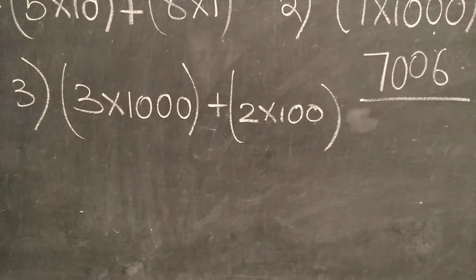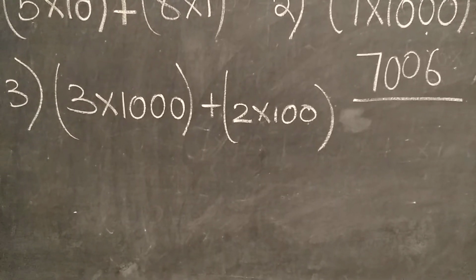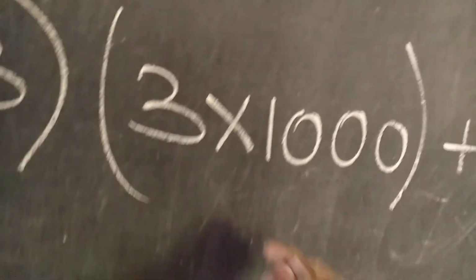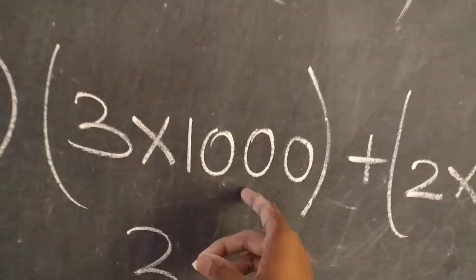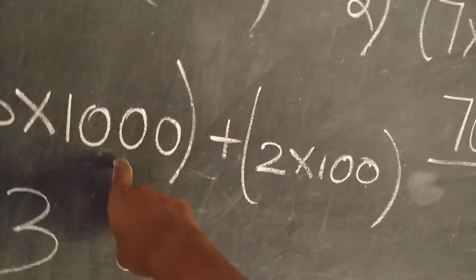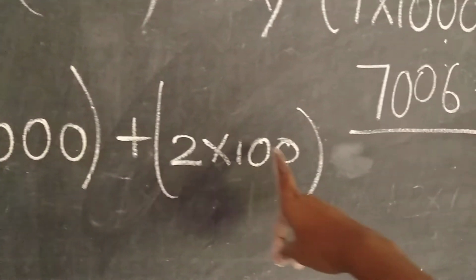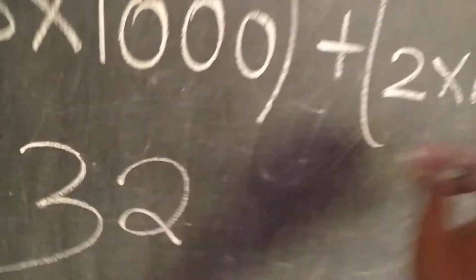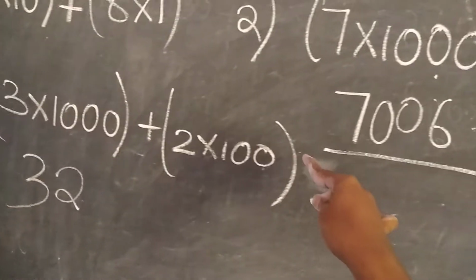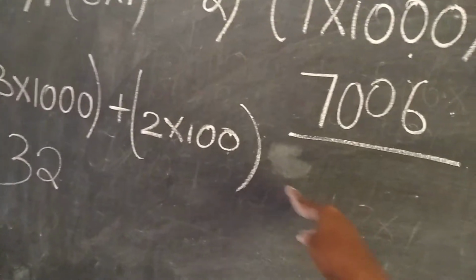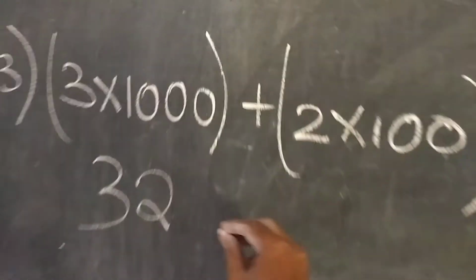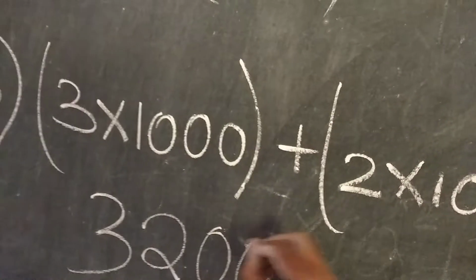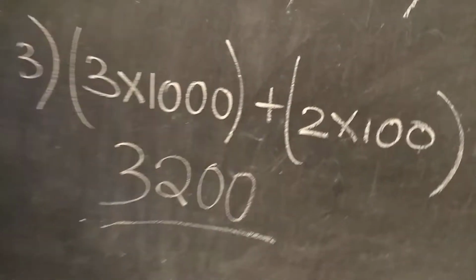Look at the third one, 3 into 1000 plus 2 into 100. In the 1000th place we are having 3, so write 3. After 1000 we have to check whether we have a 100th place or not. Look here, we are having a 100th place called 2, so write 2 also. After the 100th place we have to check whether we have a 10th place or not. We are not having any number in the 10th place, so write 0. In the units place also we are not having anything, so 0. So the answer is 3200.